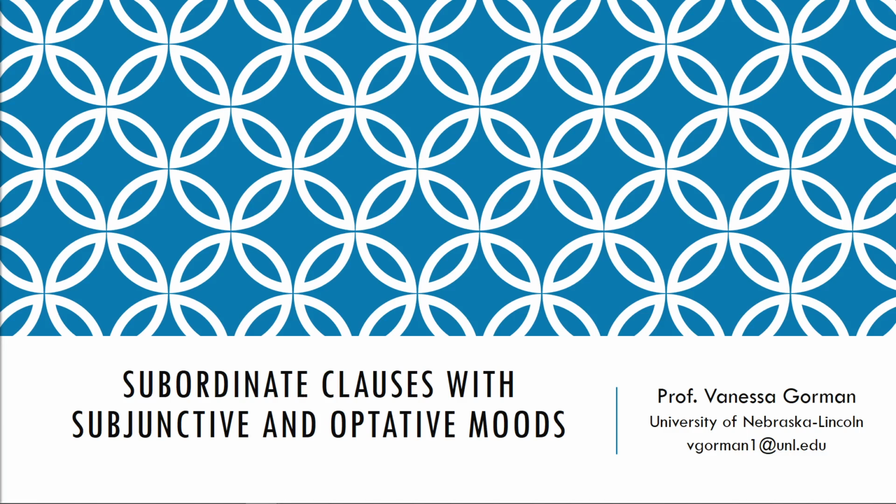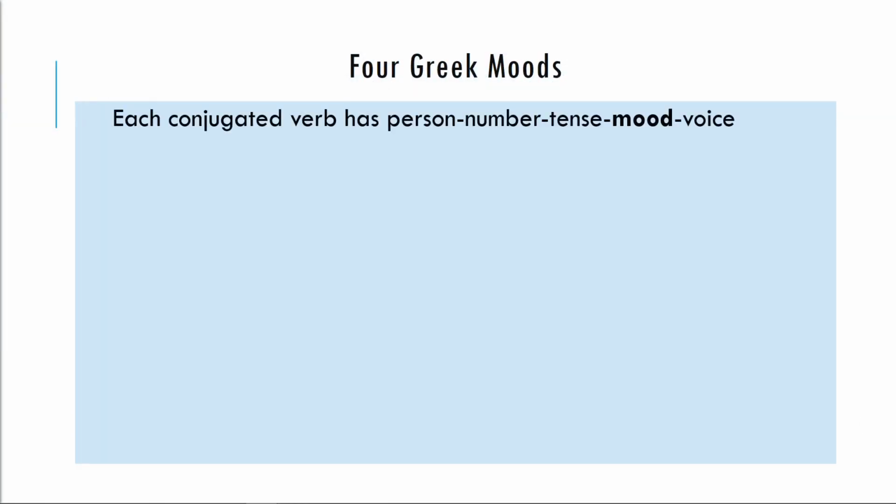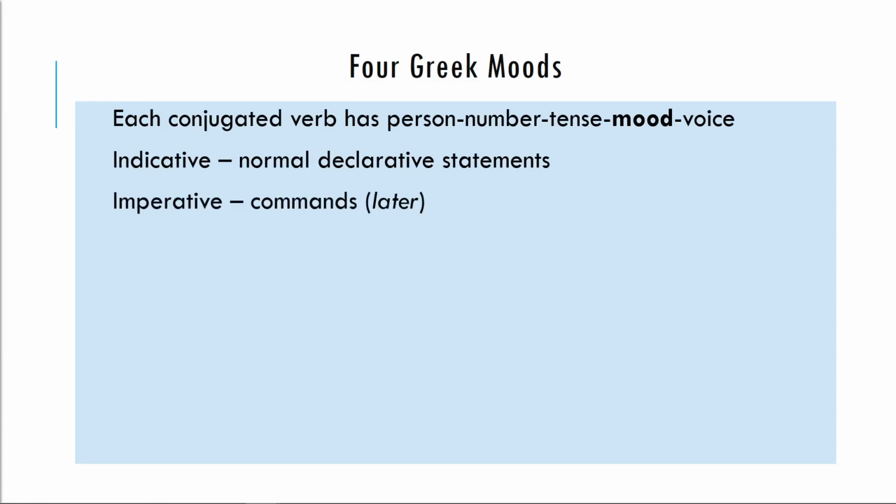And as a result, you really don't have to worry about them much because they are in the subordinate clause and you see them there. Remember that each conjugated verb has person, number, tense, mood, and voice. And up until now, all we've talked about is the indicative, which is generally used for declarative statements. There is an imperative that we'll talk about later, which is used for command.